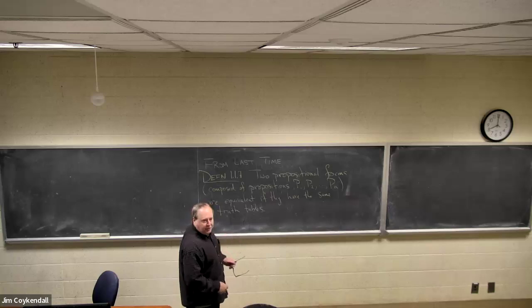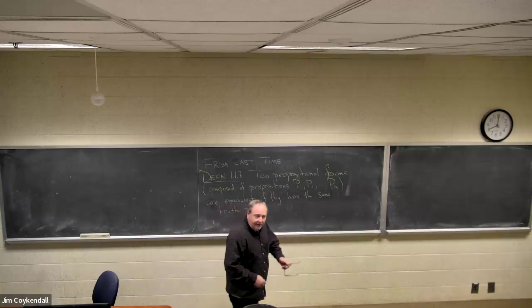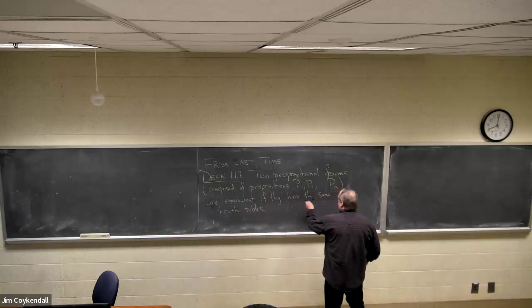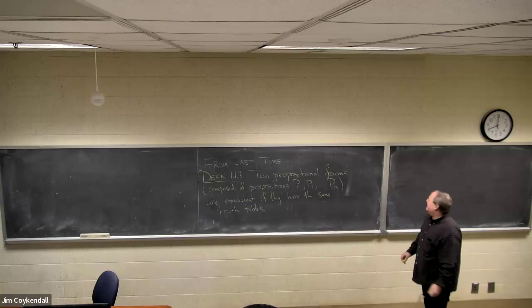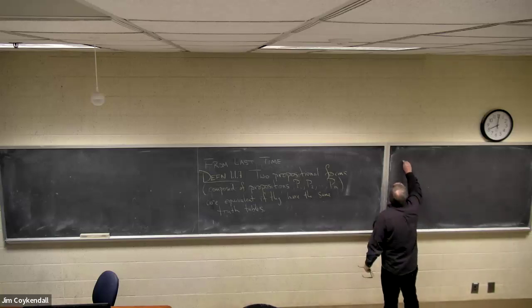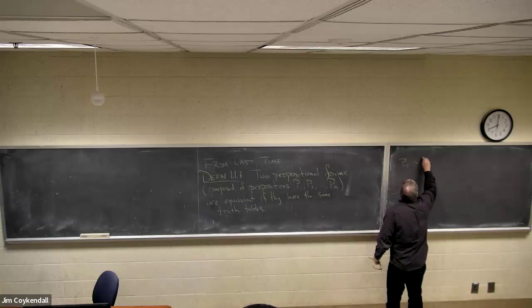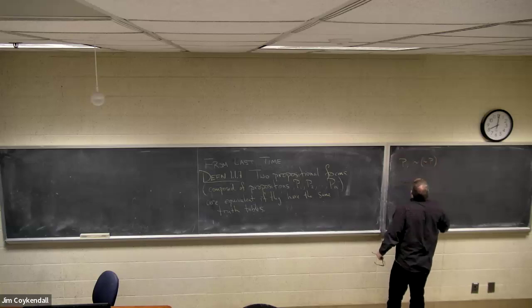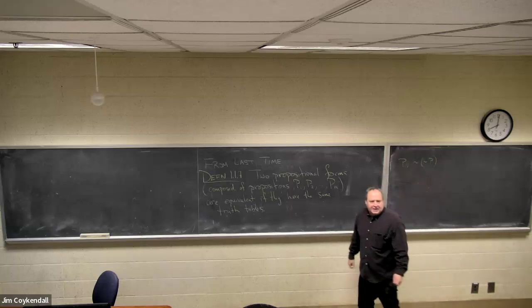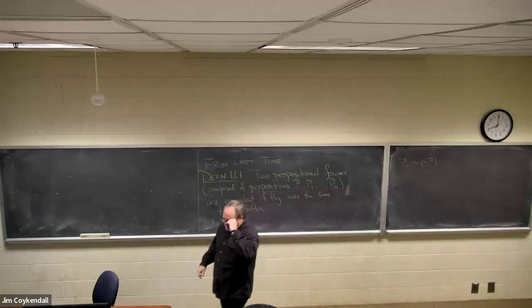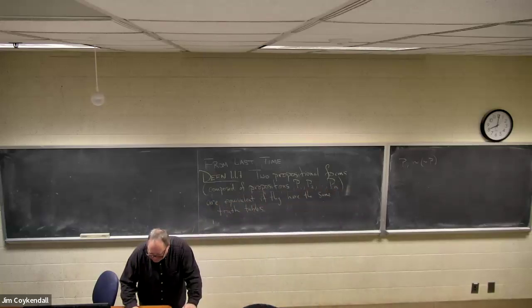If you have two propositional forms, we say they're equivalent if they have the same truth tables. They're made of the same propositions, different connectives. And a simple example of this: P and not P will have the same truth table.